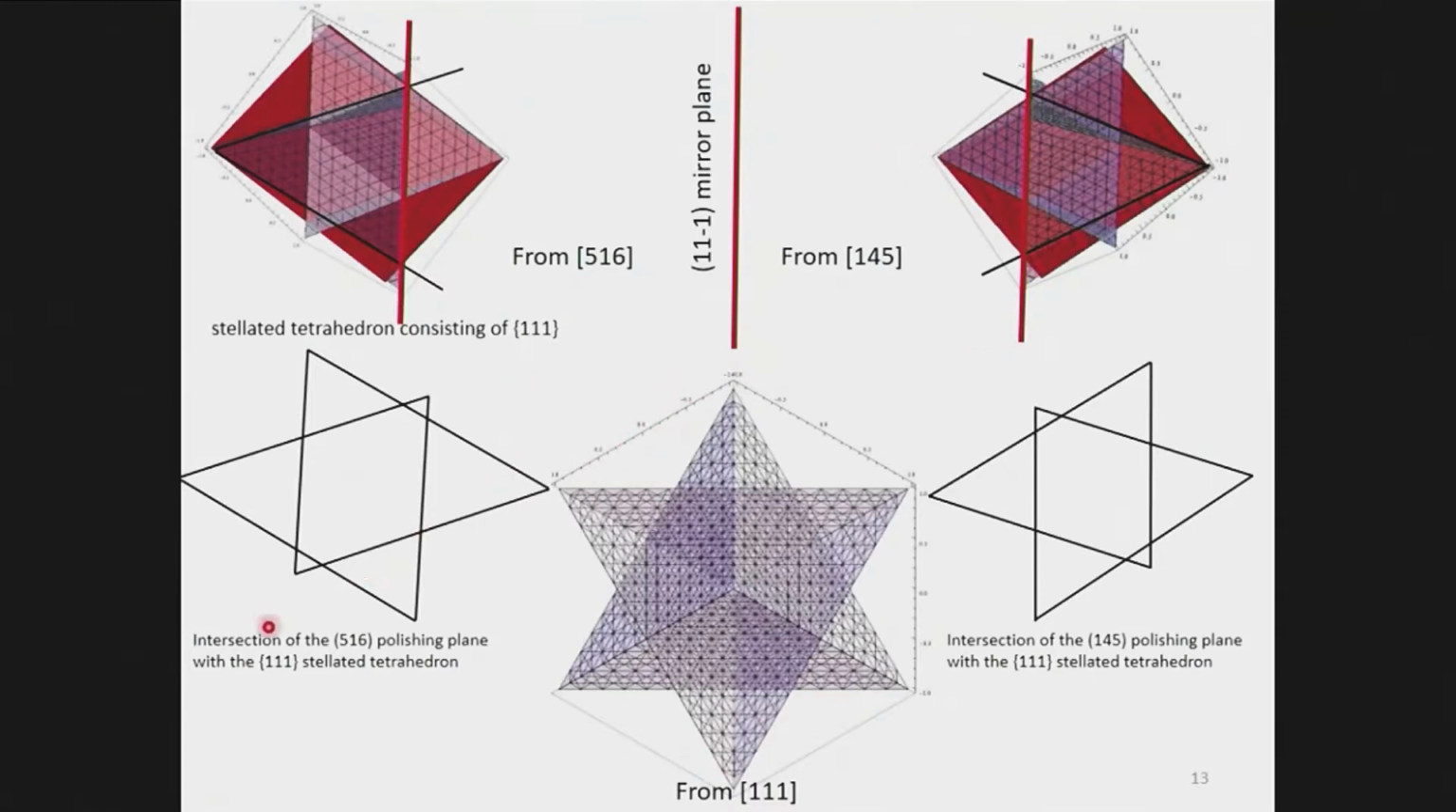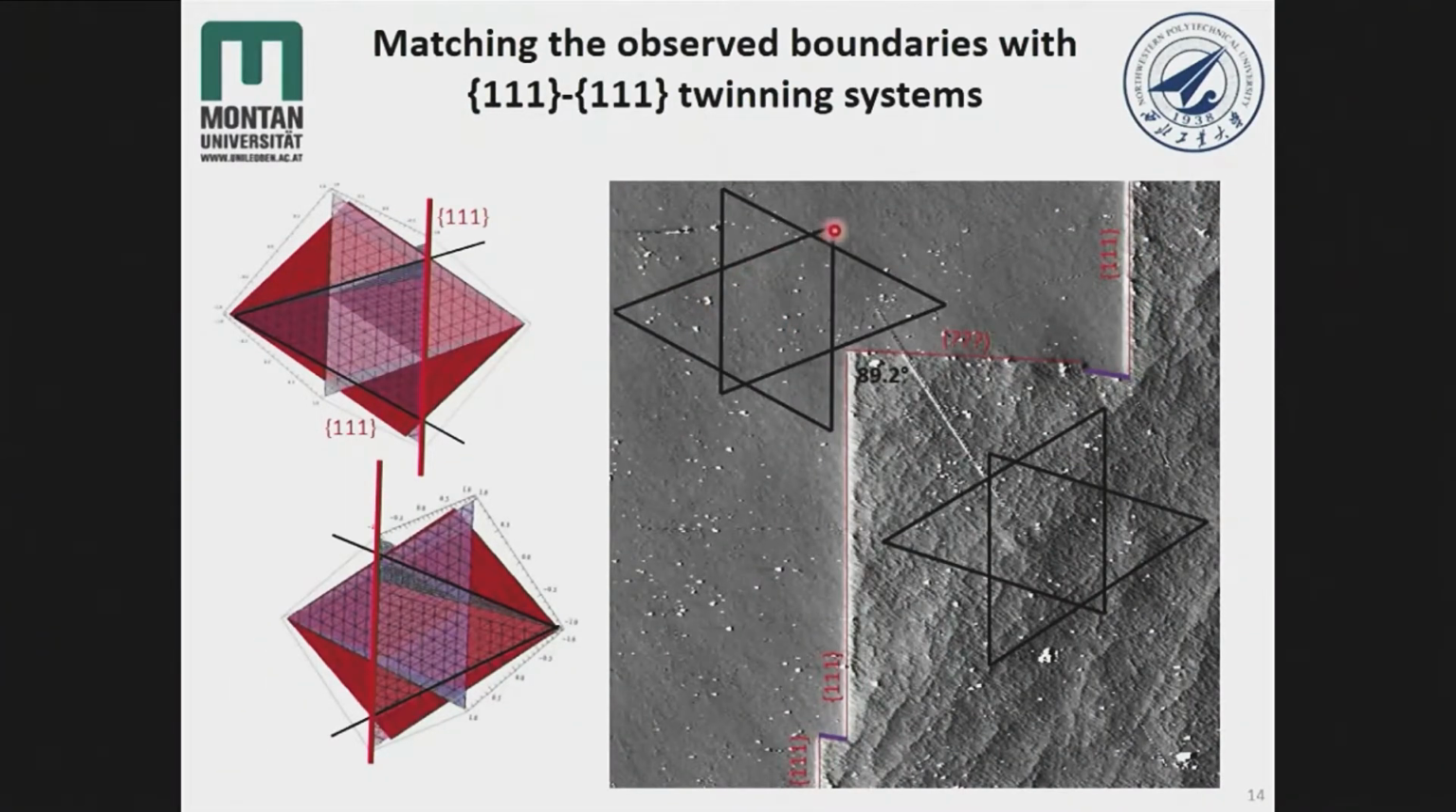I already mentioned that if you have a polishing plane which is oriented in the 1-1-1 direction, and you look at all the 1-1-1 facets which are possible, which are the glide planes of the cadmium zinc telluride structure, and you cut it in the 1-1-1 direction, then you end up with this regular hexagram. But if you look at coincidental planes, like for instance the 5-1-6 and the 4-1-5, which we determined by EBSD, then you end up with some stellated hexagram. And these stellated hexagrams are now the orientations of the intersections of the 1-1-1 planes within the cadmium zinc telluride structure and the polishing plane.